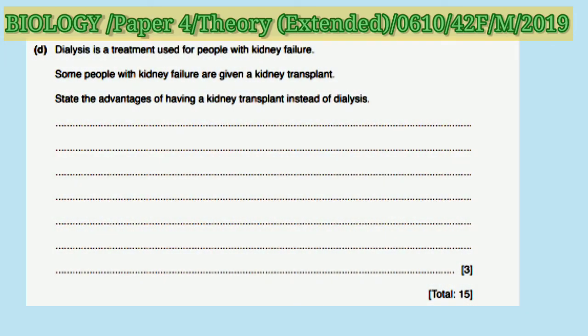Sub-question D. Dialysis is a treatment used for people with kidney failure. Some people with kidney failure are given a kidney transplant. State the advantages of having a kidney transplant instead of dialysis. A kidney machine takes patient's blood, cleans it and returns the blood to the circulation. This process is called dialysis. And kidney transplant involves surgically transferring a healthy kidney from one person to the person with kidney failure.